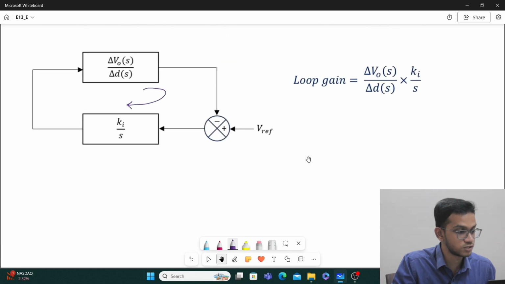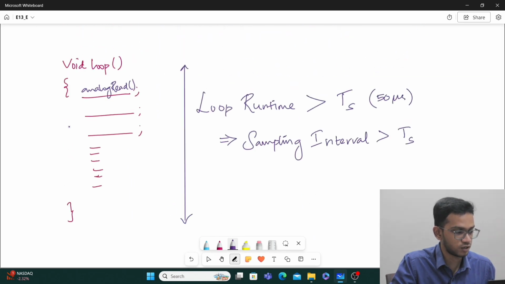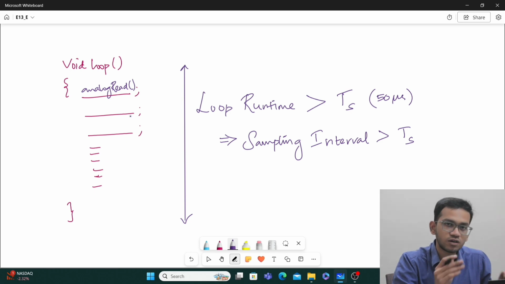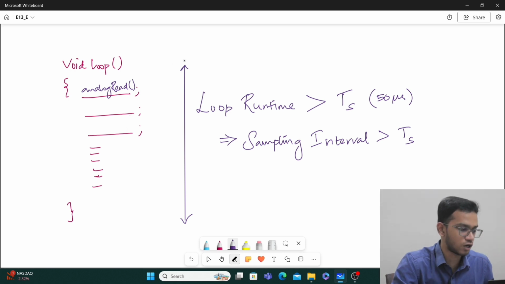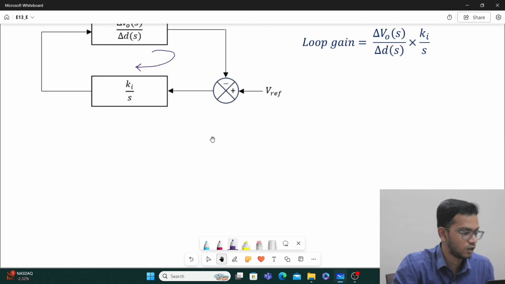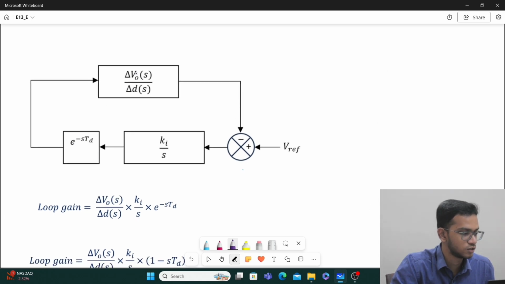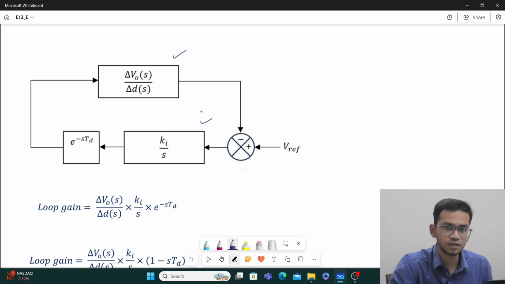However, if this effect is now present, that is, this is no longer a continuous time domain system, I am trying to model this delay, that is, this entire time taken for computing the loop once. I am taking that entire time into account in my control system, and I am modeling it as a delay block. So this and this are the same, except that in the feedback loop there is a delay.